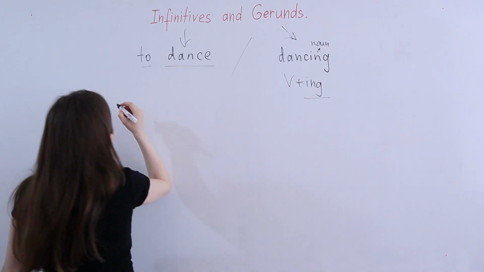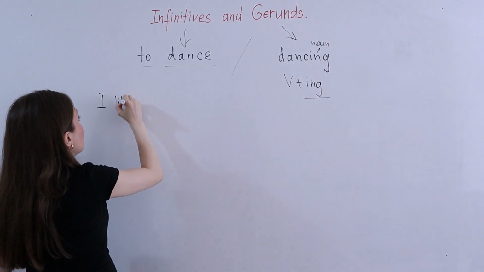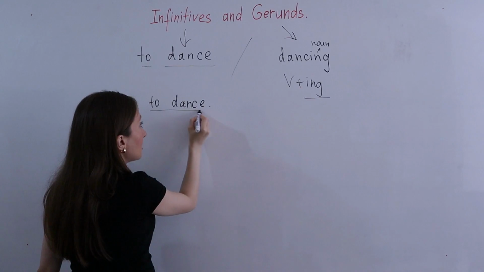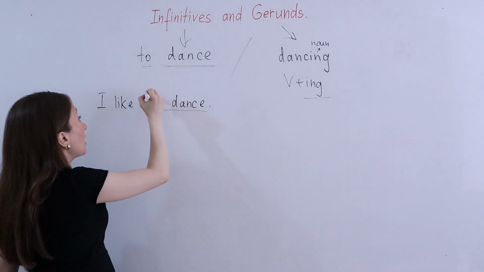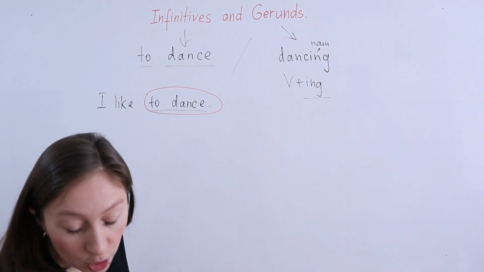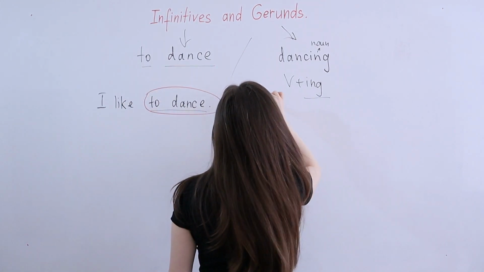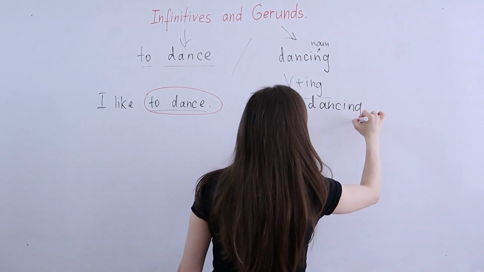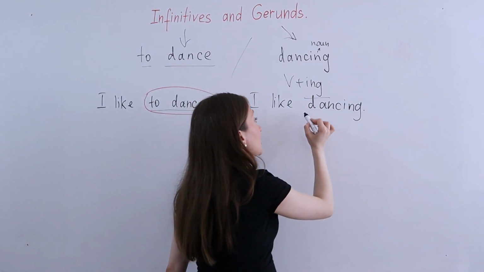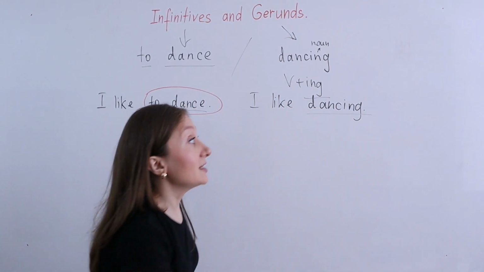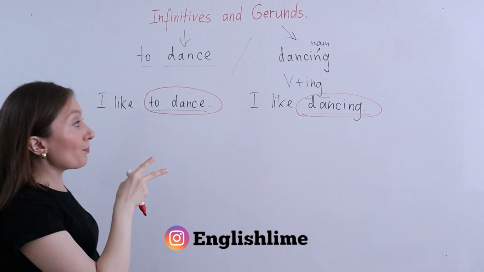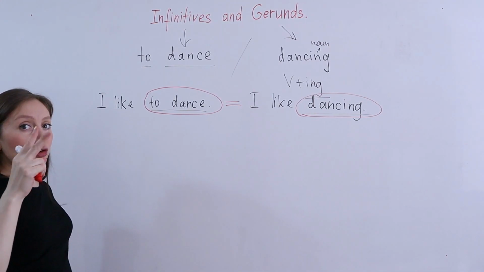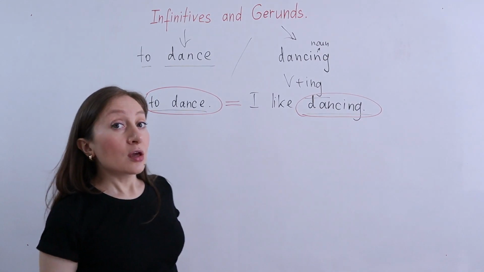For example, I will write two sentences. You can say, I like to dance. So we used here to dance, this is infinitive. And you can say, I like dancing. So we used gerund here, dancing, verb ing. If you compare the two sentences, the meaning is completely the same. That's why you can use two forms, to dance or dancing, right?